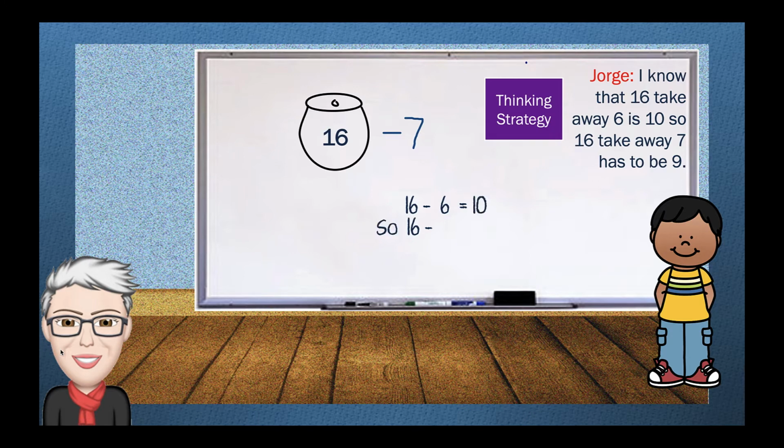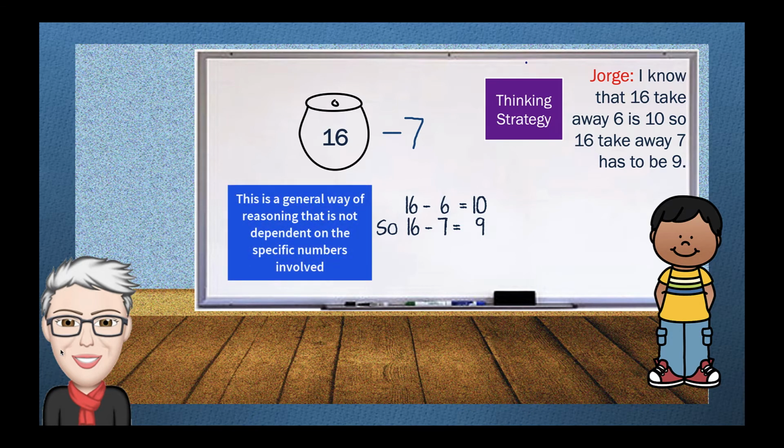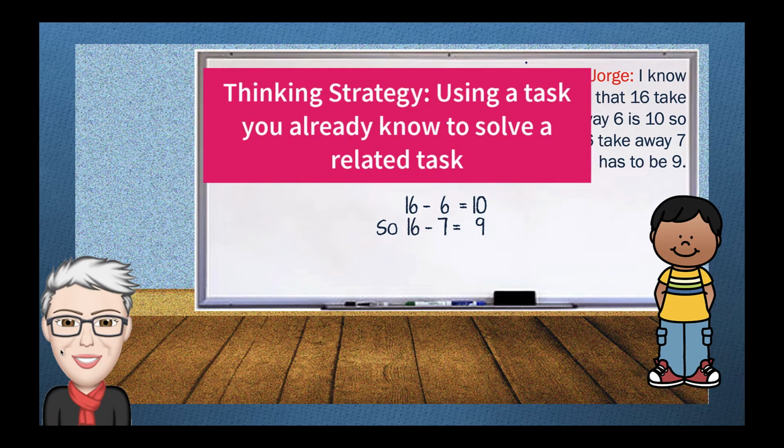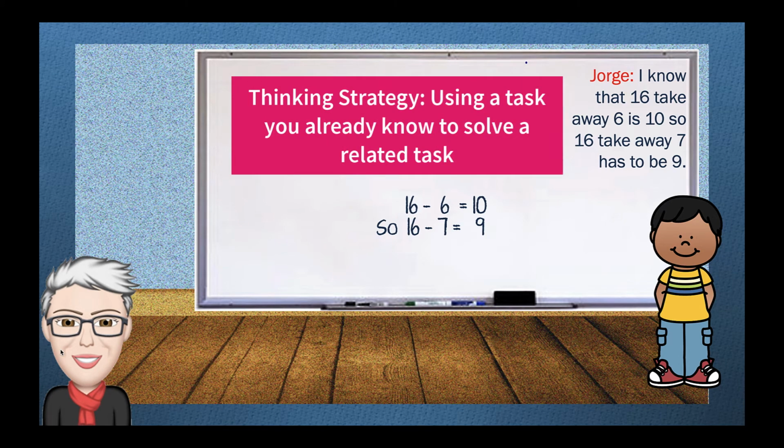He is arguing that because 16 take away 6 is 10, 16 take away 7 has to be 1 less than 10. He is basing his reasoning on how the numbers in the two tasks are related to each other. It is a general way of reasoning that is not dependent on the specific numbers involved. For example, someone might argue, I know that 12 take away 6 is 6, so 12 take away 7 has to be 5. When someone uses something they already know or have just figured out to solve the task at hand, we say they used a thinking strategy solution.